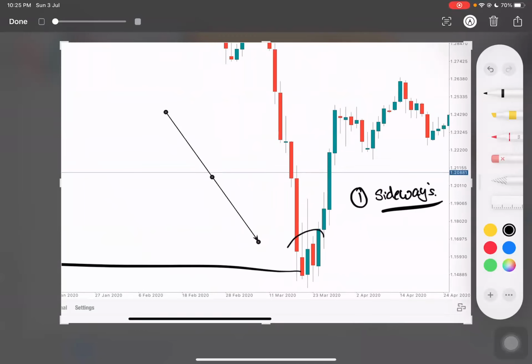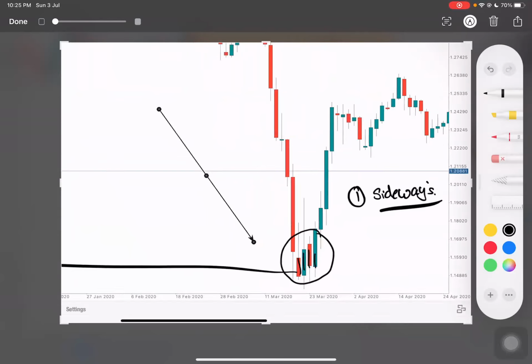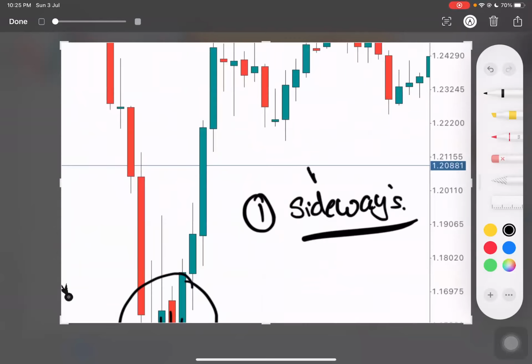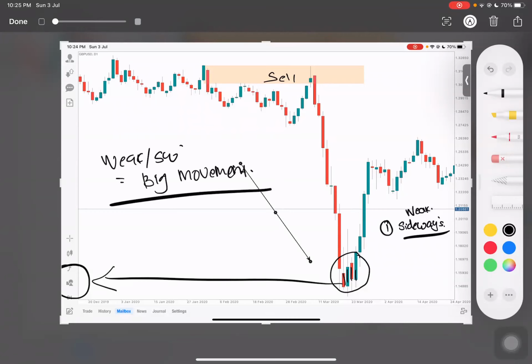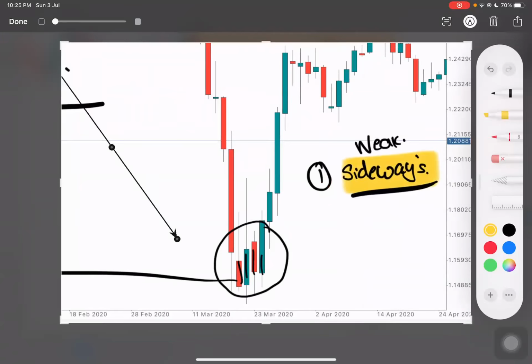See, there's no more engulfing sell here. It's just the same thing, a sideways thing. Because whenever price starts to go sideways, it means price is starting to get weak. Whenever price is weak, there will always be a bigger movement. Whenever price is weak or sideways, there will be a big movement. So the first thing, price starts to go sideways.